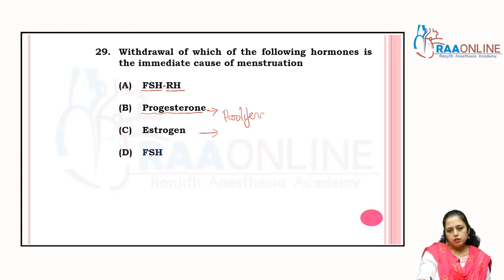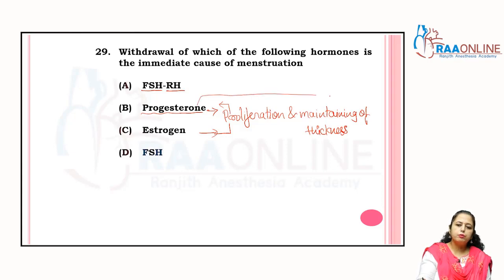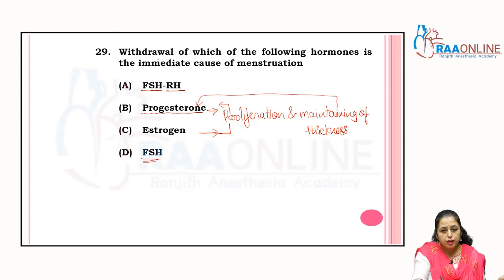proliferation. Proliferation is related with both of them, but when we talk about only maintaining the thickness, that is related with only progesterone. Clear? FSH is related with the maturation of the ovarian follicle, but withdrawal of which one of the following hormones is the immediate cause of menstruation?